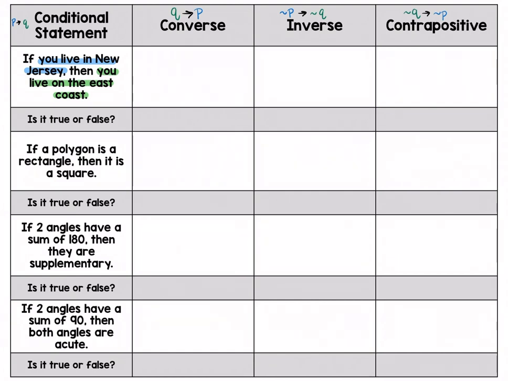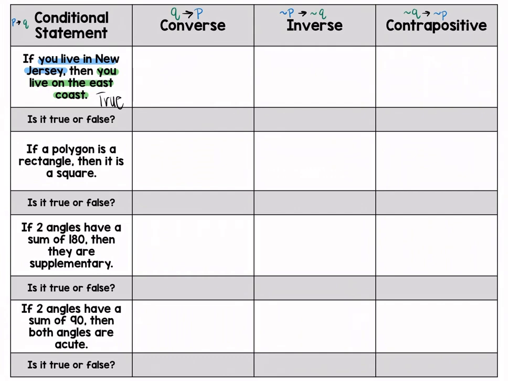So now I have my hypothesis, my conclusion. Now I'm going to write the converse, the inverse, and the contrapositive. But first we need to determine, is this statement true or false? If you live in New Jersey, then you live on the East Coast. That is a true statement. New Jersey is on the East Coast.